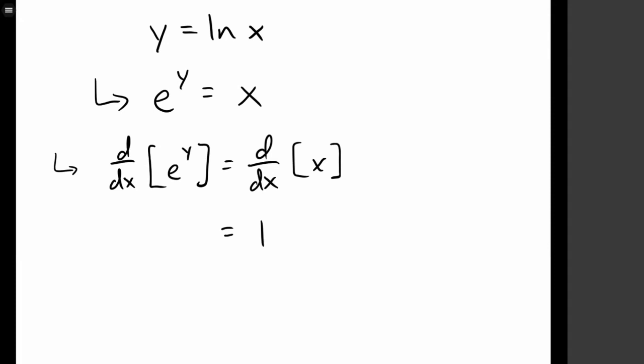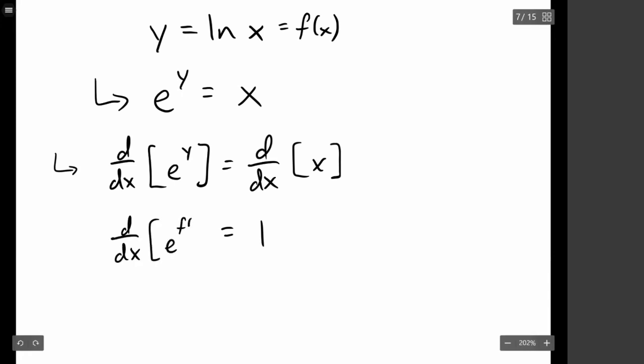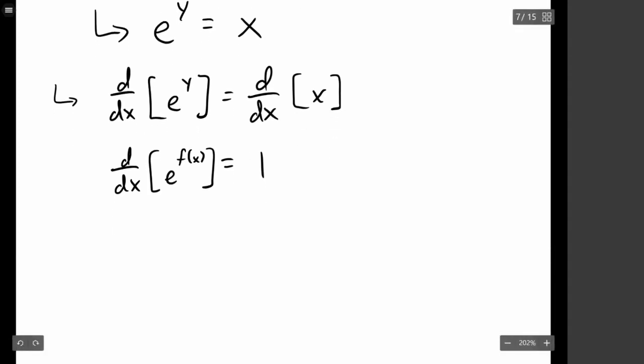All right. So I want you to think about this in sort of a special way here. Let me just call this f of x. Okay, ignore the fact that it's ln up there. And instead of y, let's think of this as e to the f of x. Well, we can use the chain rule now to differentiate this, right? We know how that works.